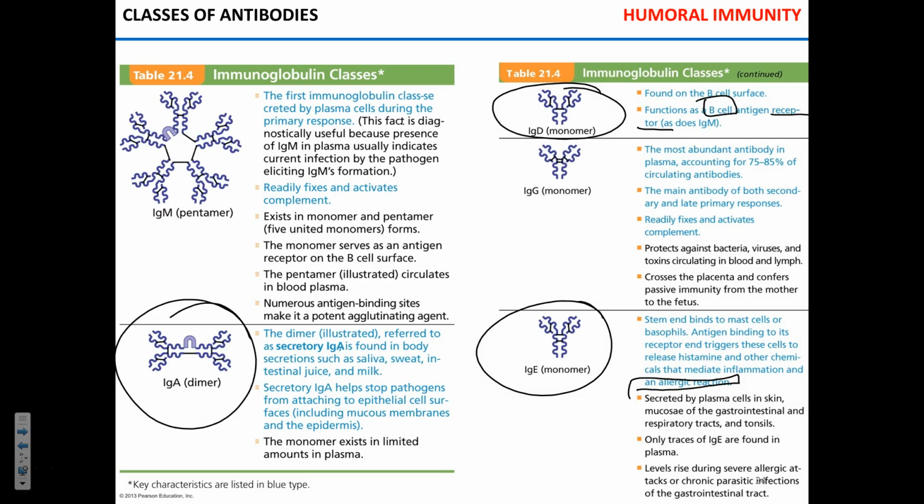IgA, secretory immunoglobulin found in secretions. It is all over the mucosal membranes. It's basically your watchman, the first antibody that encounters the infection. It exists as the dimer, and it is responsible for the immunity we get from the mother's milk.